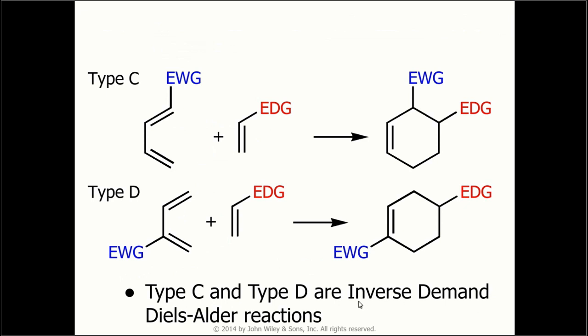Okay, so these are the inverse electron demand Diels Alder reactions, where we have an electron withdrawing group in the diene and an electron donating group in the dienophile. Like I said, these are less common, but in the end, you can draw the products the same way, just by trusting your mechanism.